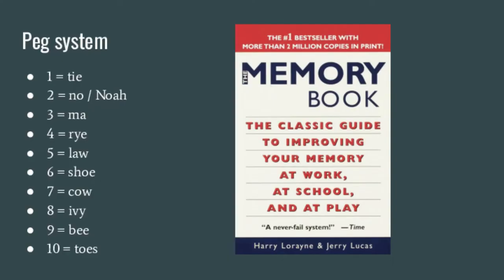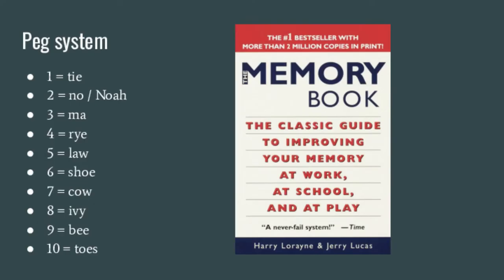And then zero is S or Z, and so for 10, you combine them, T and then the S or Z, and toes. And you would go on: 11 could be, I don't know, toot, the sound of a train, toot, or something like that. 12 could be like TN, think of a word with TN that you can easily remember.